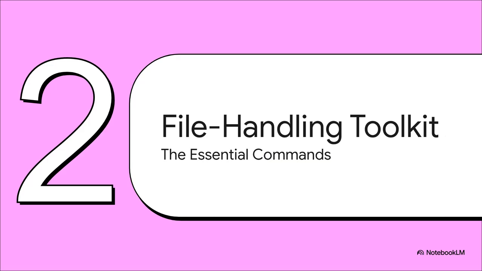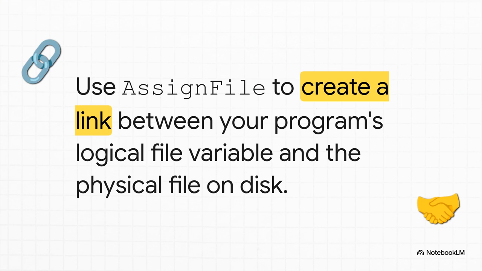Okay, so we know what we're dealing with. Now, how do we actually do anything with it? For that, we need a toolkit of commands to connect, read, and write to these files. Step one, always, is to make the connection. You have to use a command, something like assign file, to link your logical index card variable to the physical book on your hard drive. It's basically you walking up to the librarian and saying, I'm going to be working with that book over there.